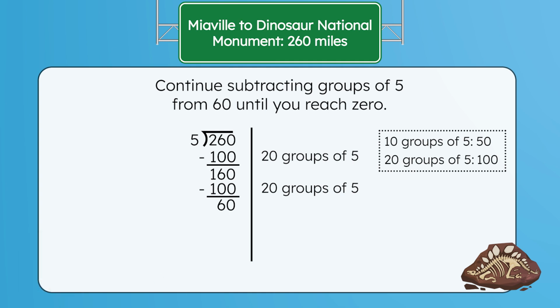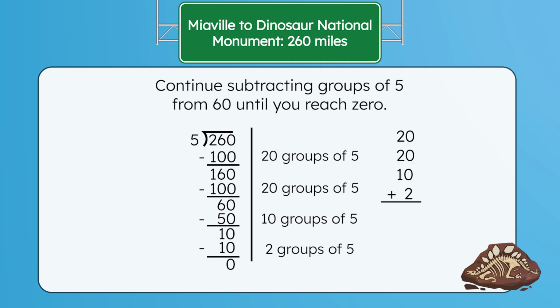We could subtract 10 groups of 5, which is 50 miles. So 60 minus 50 equals 10. 2 more groups of 5 is 10. So 10 minus 10 equals 0. Adding up all the partial quotients, or the groups of 5, will give us our total quotient. 20 plus 20 plus 10 plus 2 equals 52 groups of 5. We'll drive 52 miles each hour.